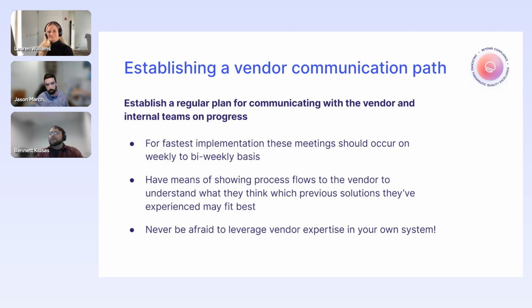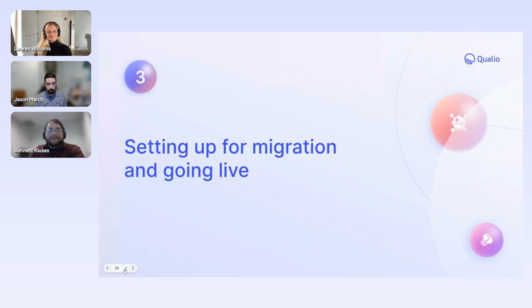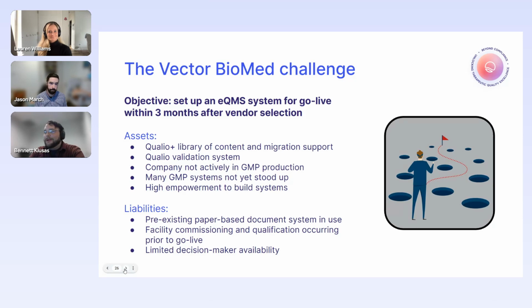Absolutely. And with that support, you can really begin to set up for your migration and go live. So we really walk into the Vector Biomed story here. My personal entry in the company came in when we had already selected Qualio. So I had a clear, defined objective for my position, and that was to set up an eQMS system for go live within 3 months. And I needed to take stock of what we had and what we needed to address. So for our assets, we had that Qualio Plus library of content. We had the migration support. We had the Qualio validation system. More importantly, our company hadn't started GMP production yet.